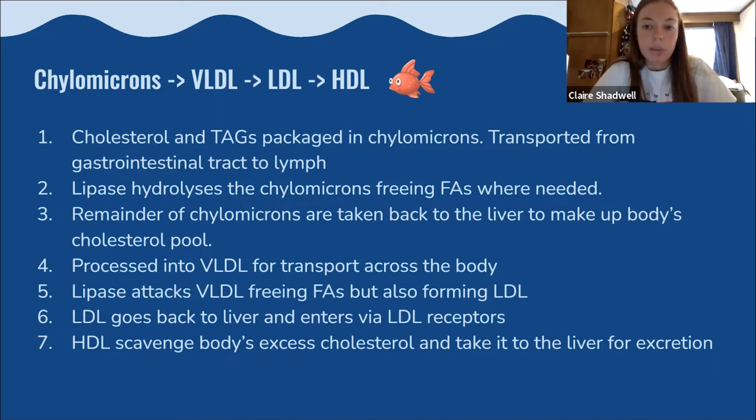So then this is where the very low density lipoproteins are processed in the liver, and then they're transported across the body. And the lipase attacks these very low density lipoproteins, freeing the fatty acids. And after the fatty acids have been freed, the low density lipoprotein is then formed. And that's why these low density lipoproteins are formed in the blood. And these go back to the liver and enter via LDL receptors. And then the high density lipoproteins scavenge the body's excess cholesterol and take it back to the liver for excretion.